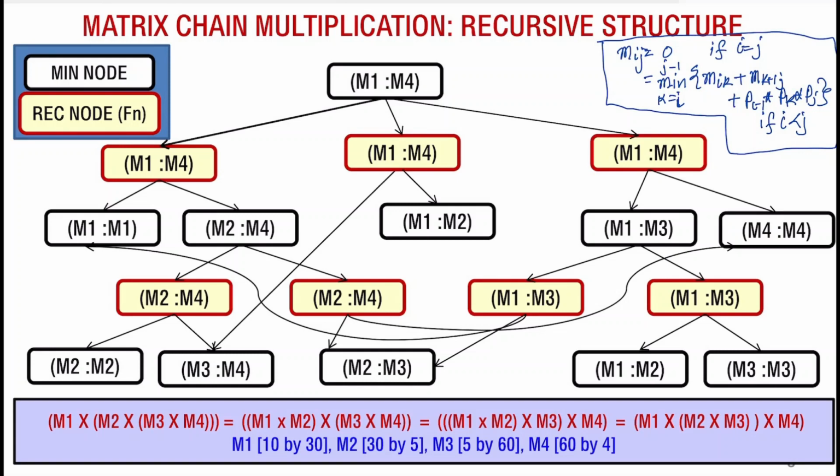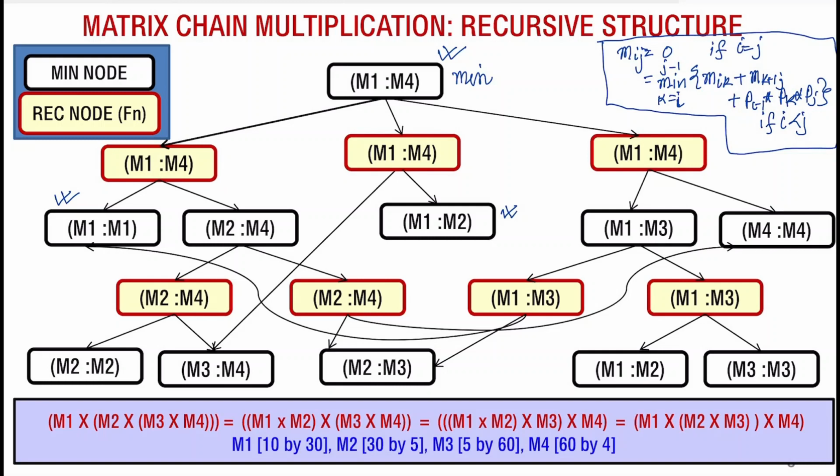For example, M14 can be done by M11 and M24, or M12 and M34, or M13 and M44. Now we have to take a minimum of all these. So these nodes are min nodes, or base nodes. All the dark nodes are min nodes or base nodes.